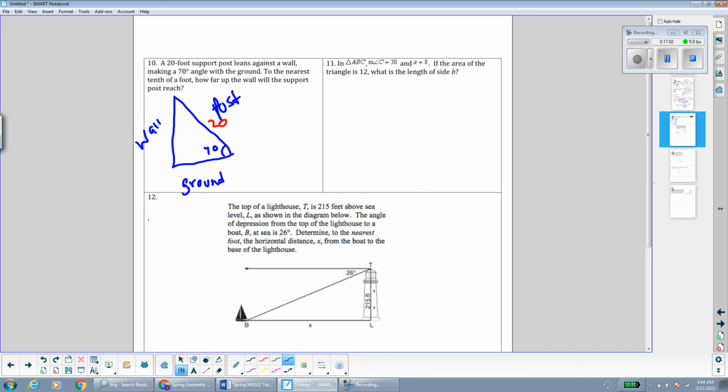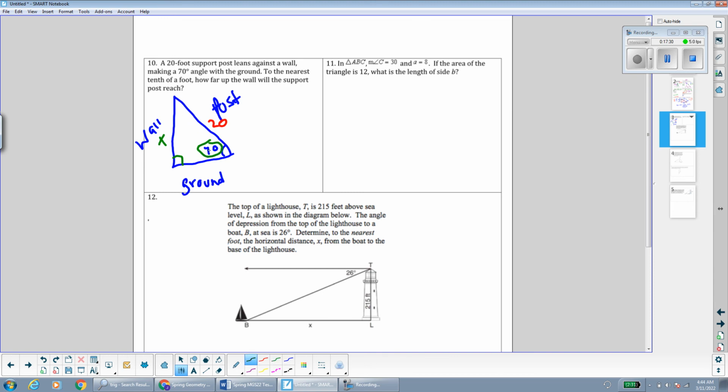To the nearest tenth of a foot, how far up the wall will the support post reach? So we need to find how far up the wall the post is. So that represents this side over here. I'm going to call that X. So it's a real world situation. So we have a 90-degree angle. If we have a wall and a ground, they are perpendicular to each other. We can focus on the 70-degree angle.